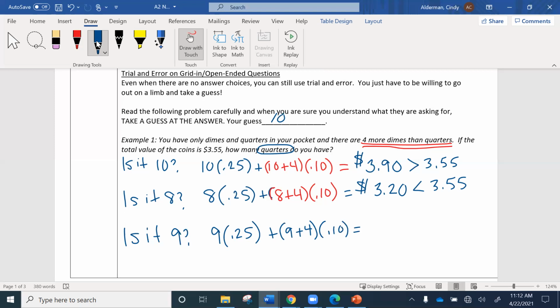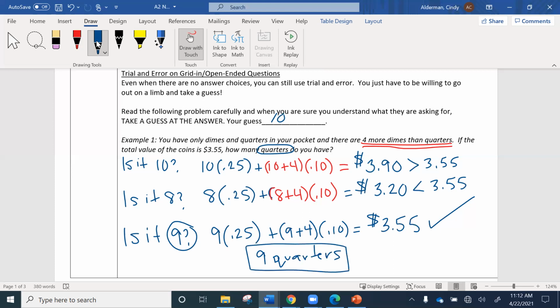4 more than 9 quarters would be 9 plus 4 times the value of a dime. And guess what? That gives you $3.55. There we go. So let's answer the question. How many quarters do we have? This was our guess, right? So you would say 9 quarters. Not too bad. All right, let me show you a couple of other examples.